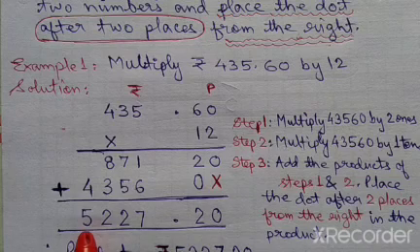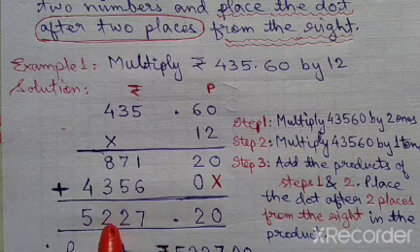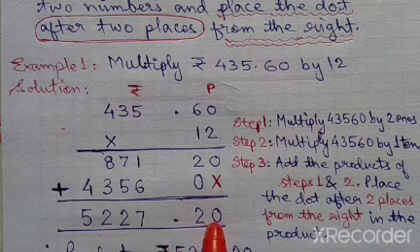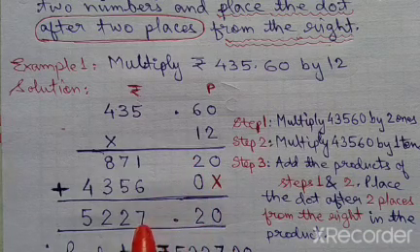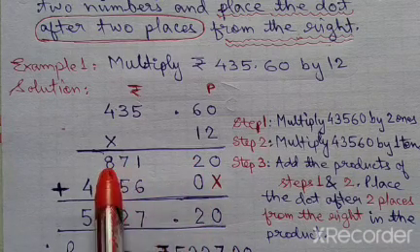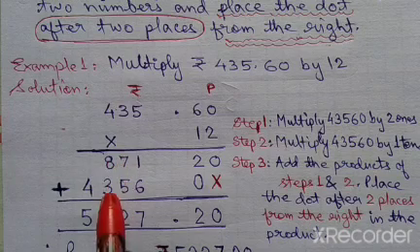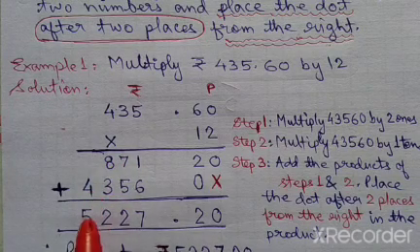After that, children, simply step 3, add the products of step 1 and step 2. This is your answer, that is 5227.20. Simply add 0, 2 plus 0 is 2, 6 plus 1 is 7, 7 plus 5 is 12, carry over 1, 8 plus 1 is 9, plus 3 is 12, and 4 plus 1 is 5.